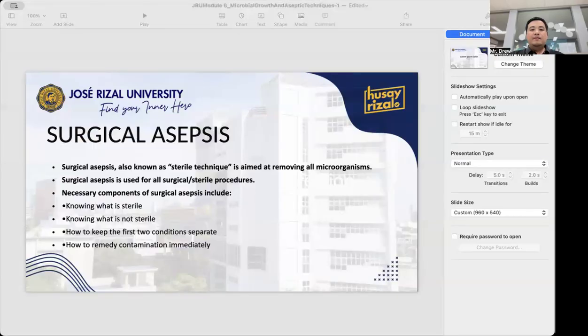So, key concepts for surgical asepsis. It ensures a completely sterile environment. So, 4 key principles. Number 1, know what is sterile. 2, know what is not sterile. 3, keep them separate. 4, fix contamination immediately. Used in surgeries, labor and delivery, and wound care. Includes sterile gloves, drapes, and surgical tools.